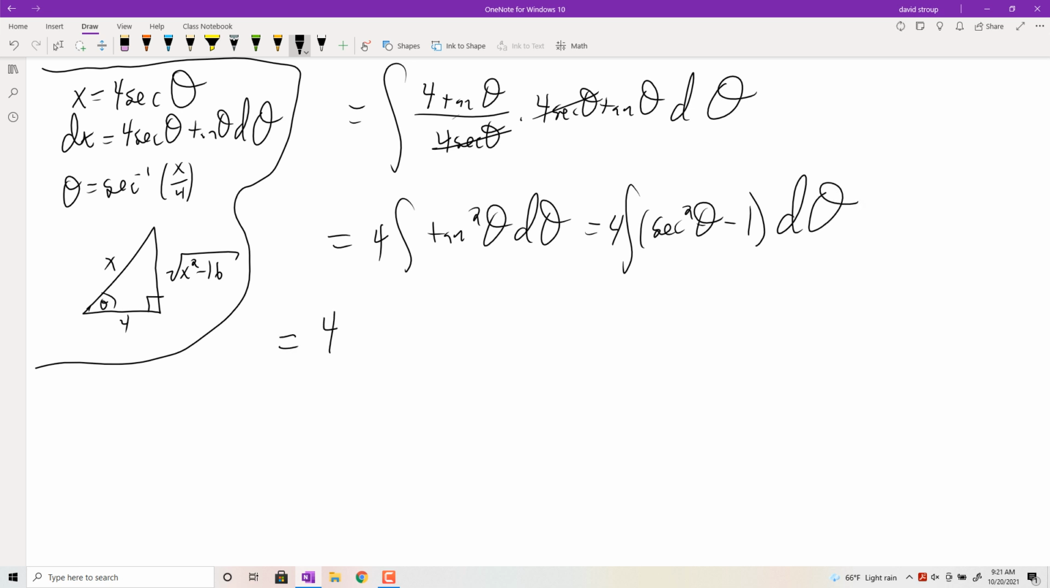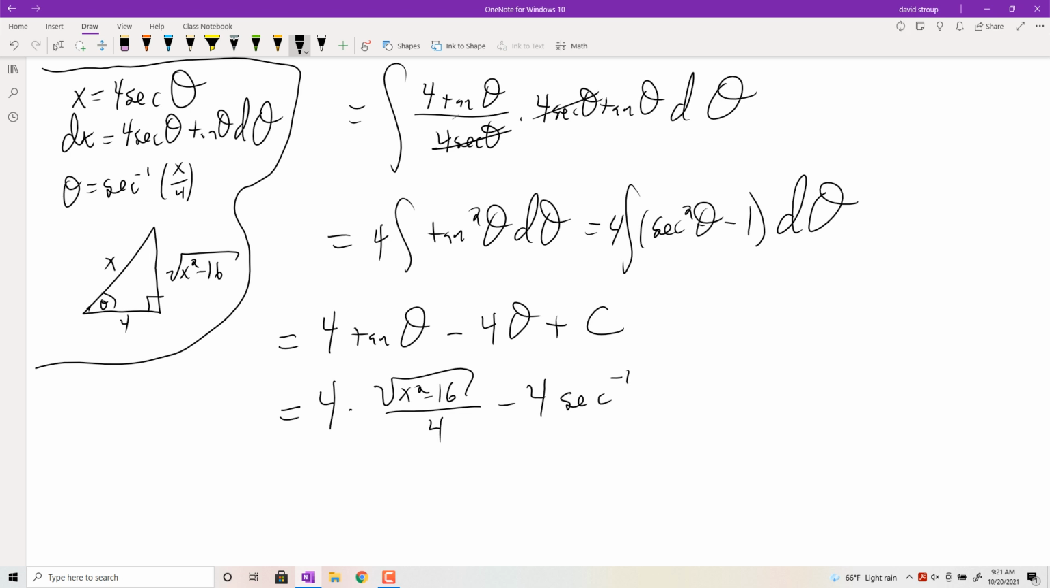These are from your Pythagorean identity. So this would be 4 times the integral of secant squared, which is just tan theta, and then minus 4 theta plus c. Go to your triangle. Tan is going to be opposite over adjacent. And then theta, unfortunately, you have to leave that as kind of secant inverse of x over 4. Let's see, I could clean it up a little bit.